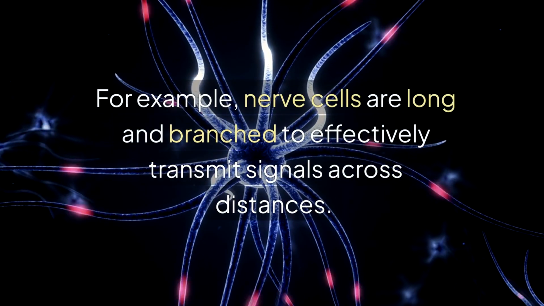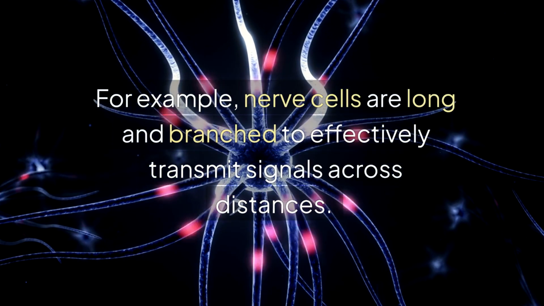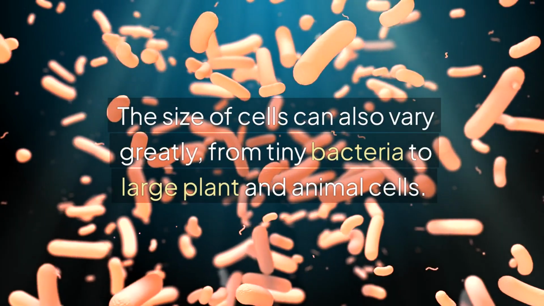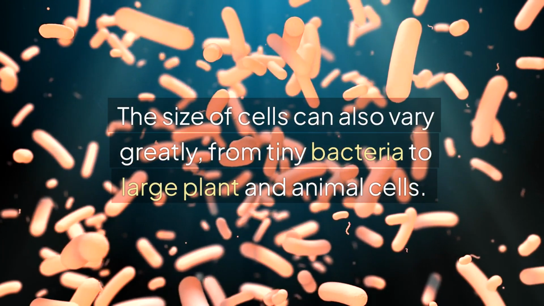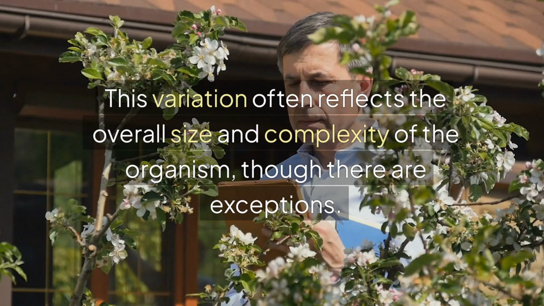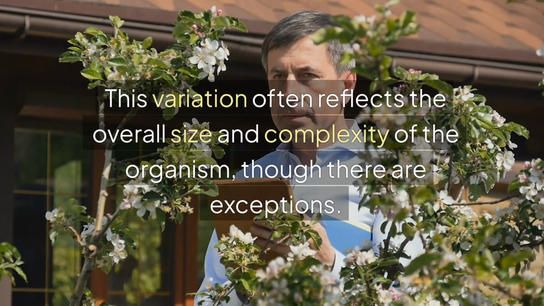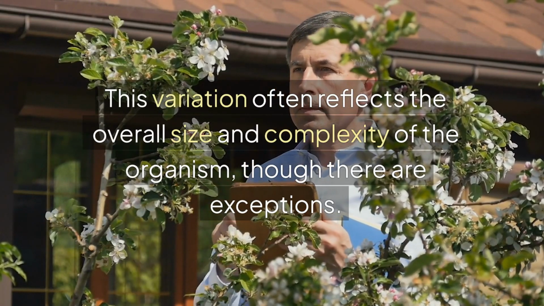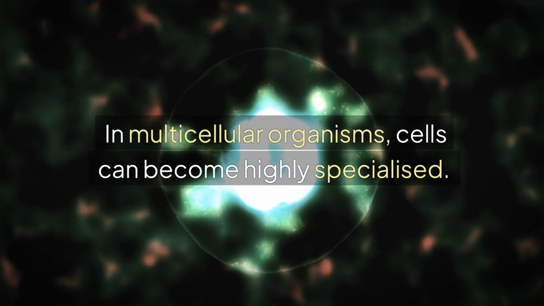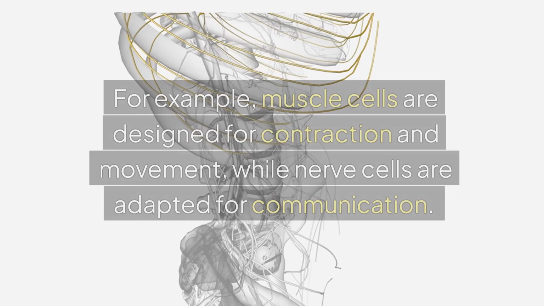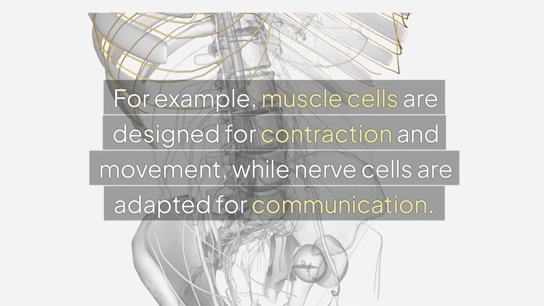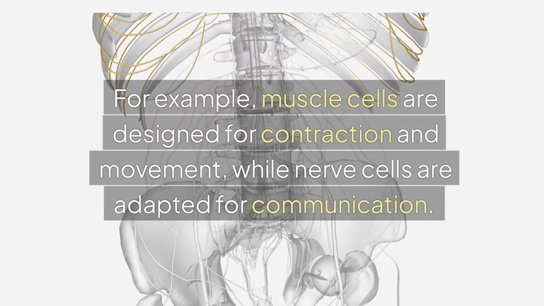Cells come in various shapes that are closely related to their functions. For example, nerve cells are long and branched to effectively transmit signals across distances. The size of cells can also vary greatly, from tiny bacteria to large plant and animal cells. This variation often reflects the overall size and complexity of the organism, though there are exceptions. In multicellular organisms, cells can become highly specialized. For example, muscle cells are designed for contraction and movement, while nerve cells are adapted for communication.